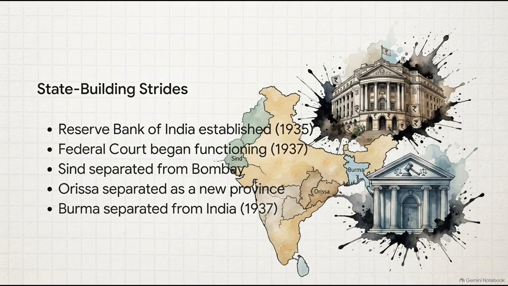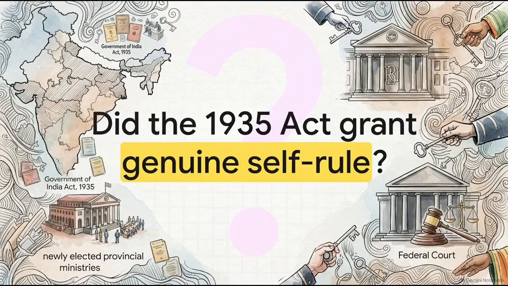And it totally redrew the map. Sindh was separated from Bombay, Orissa became its very own province, and Burma was completely separated from India in 1937. The entire landscape was transformed forever. So with all these newly elected provincial ministries, redrawn borders, and shiny new institutions like the RBI and the federal court, we really have to ask ourselves this critical question. Was this genuine self-rule? Were the British actually handing over the keys to the country?